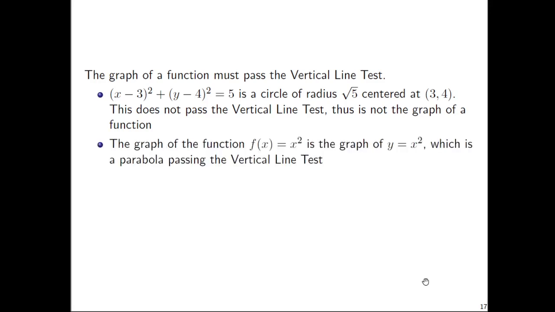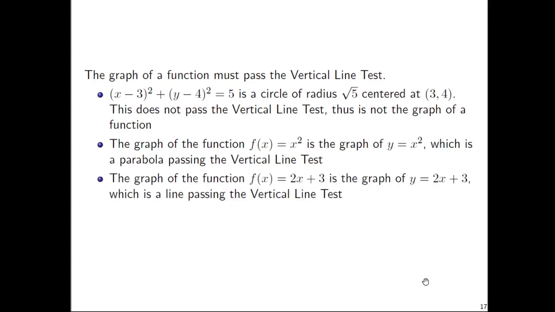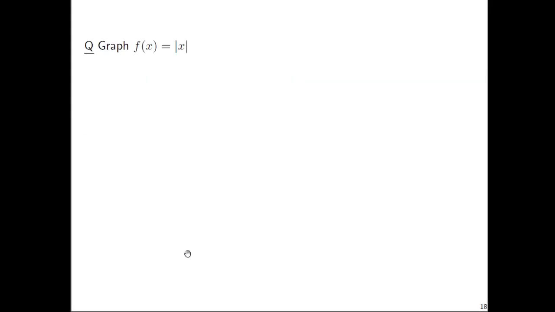The graph of the function f of x equals x squared is the graph of y equals x squared, which we saw was a parabola, and that certainly passes the vertical line test. The graph of the function f of x equals 2x plus 3 is the graph of y equals 2x plus 3, which we had mentioned. We know that graph is a line of slope 2. Everywhere you draw a vertical line, it will go through this line in exactly one place. And so the vertical line test passes again.